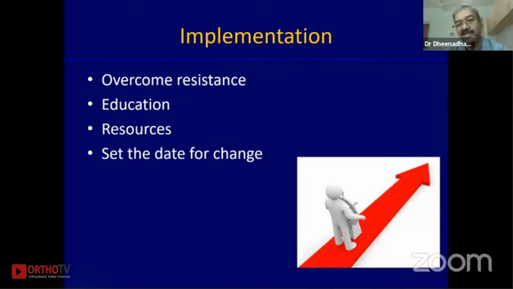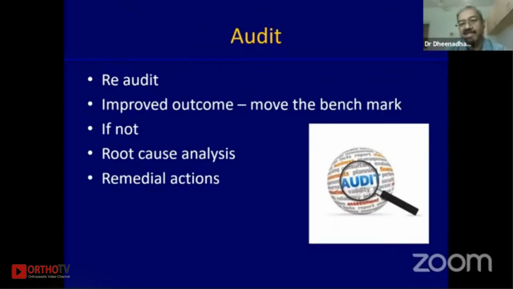But always remember that implementation is the key. The leaders have to be strict and make sure it is implemented right, the resources are given, and everybody is educated together, and then overcome the resistance. There is always going to be somebody who resists, but you need to overcome that. You need to put them in the right place and get it sorted out, and then audit. Always keep re-auditing, continuously. It is not sufficient to do just one audit. It has to be continuous auditing, and this will get you an improved outcome.